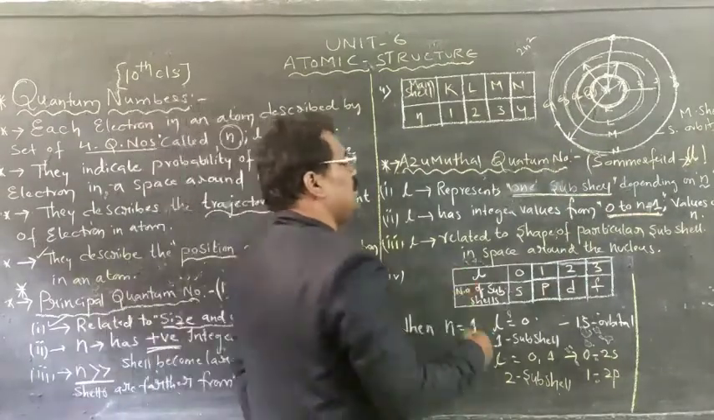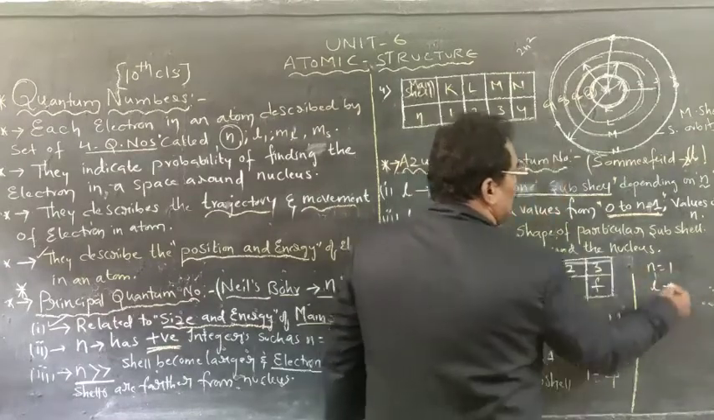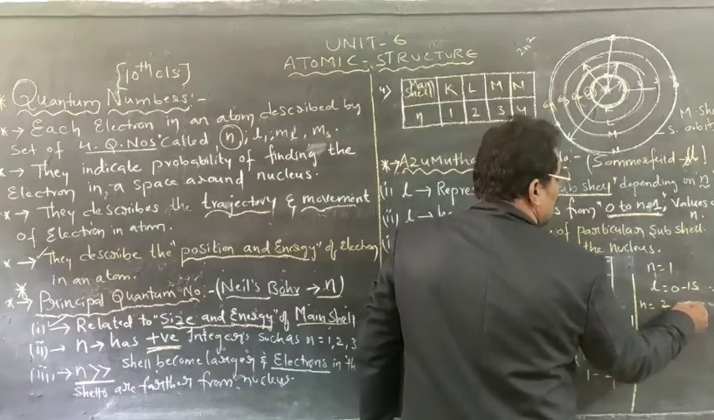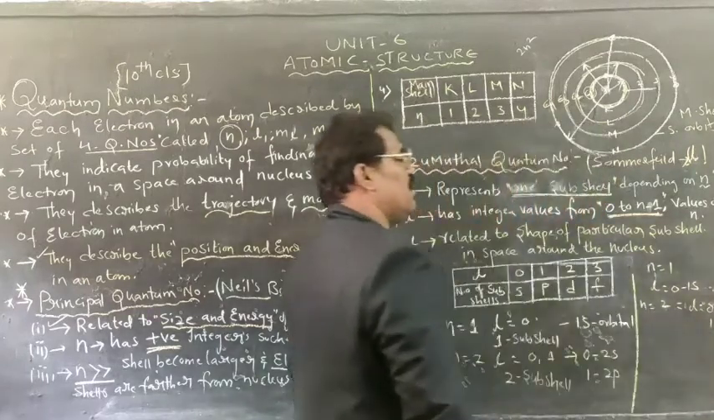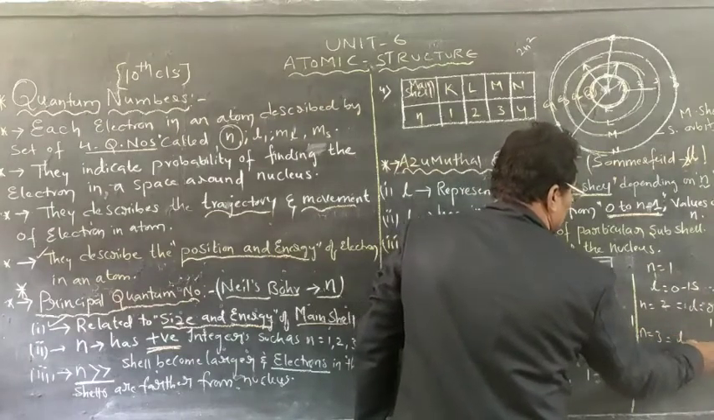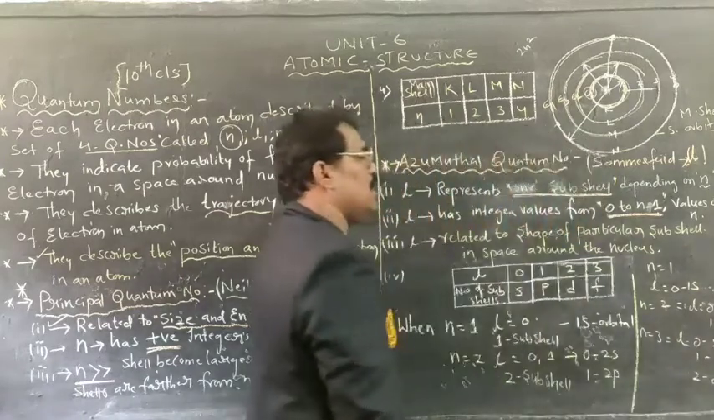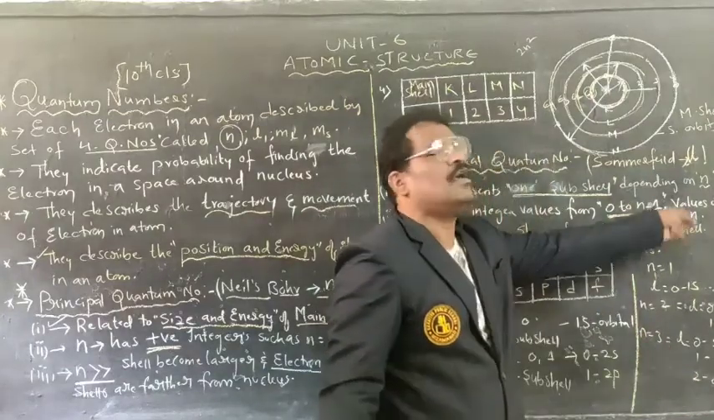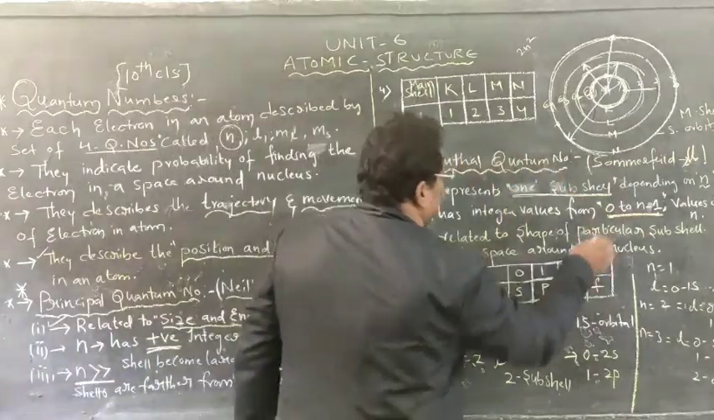That is, if I take n equal to 1, l is equal to 0, the 1s orbital. If n is equal to 2, l is equal to 0, 1: the 2s orbital, the 2p orbital. Similarly, if I take n equal to 3, l is equal to 0, 1, 2: the 3s orbital, 3p orbital, 3d orbital. In that way, the l value will be 1 less than the principal quantum number. What information does this l value give?